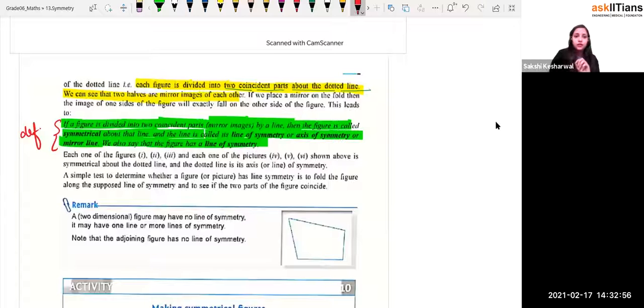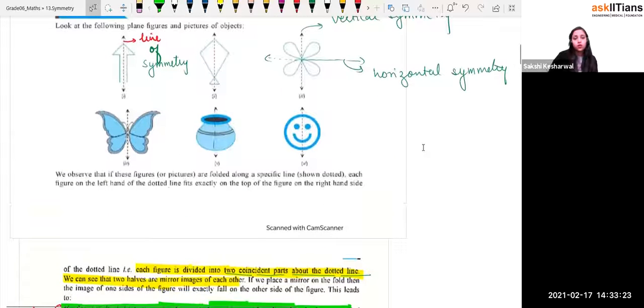So you just see that if you fold the figure into two equal halves, if I have just shown you these two figures, and I say this part and this part, I cannot judge which part is the other one, right? So over here it says that each of the figures one, two, three, each of the pictures like 4, 5, 6 shown above is symmetrical about the dotted lines, and the line which is dividing it is known as the line of symmetry. And if it is symmetrical about a line, or you can make a mirror image, then we say that the figure is symmetrical, right?